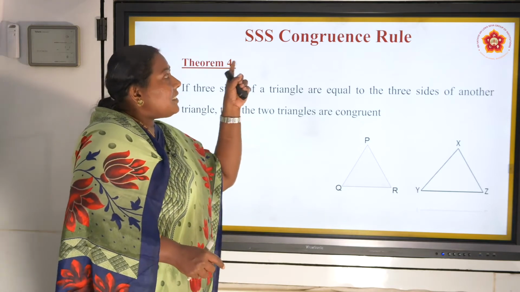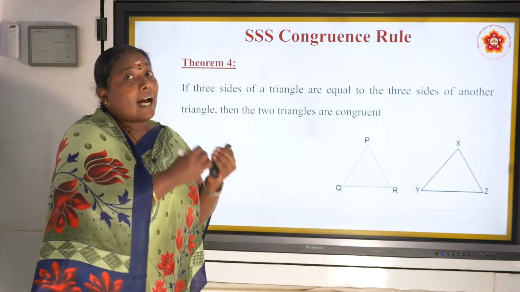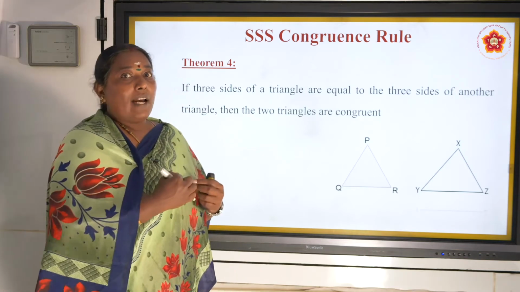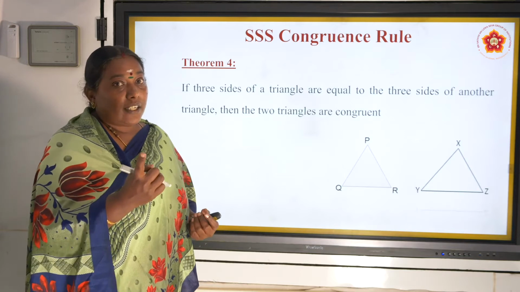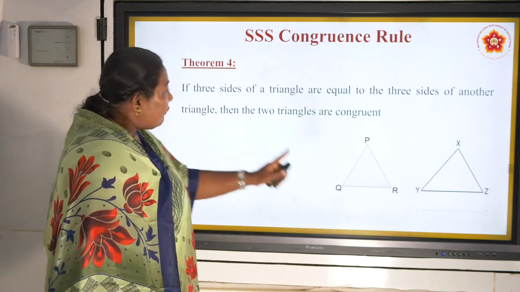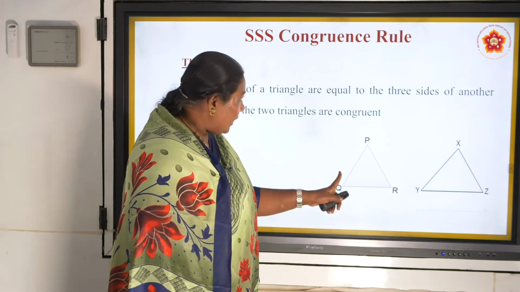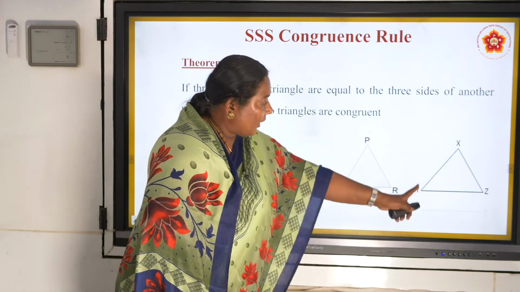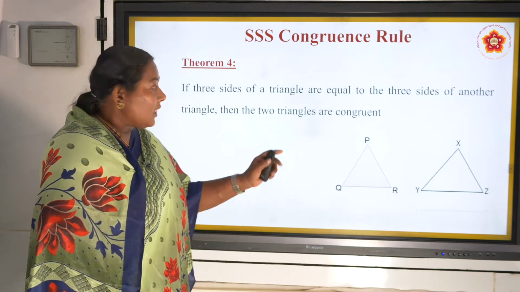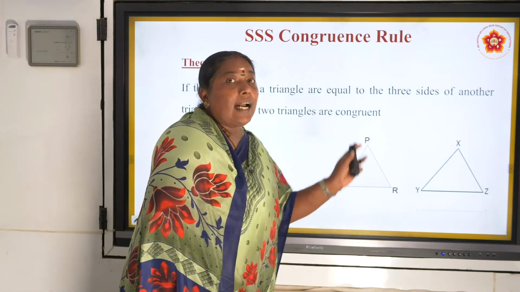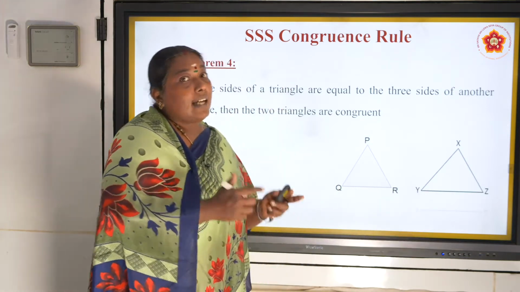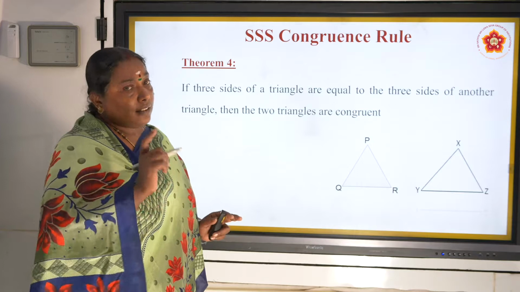So this SSS congruency will go and ask for help from SAS: please come and help me to prove myself as a congruence. Is it right? So that is what we are going to see here. If three sides of one triangle are equal to three sides of another triangle, then the two triangles are congruent. This is the theorem.